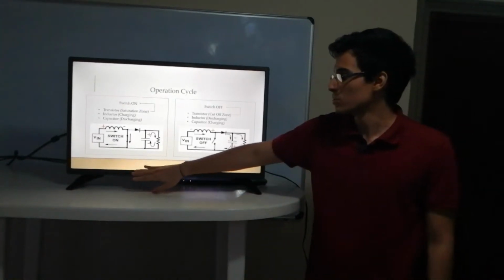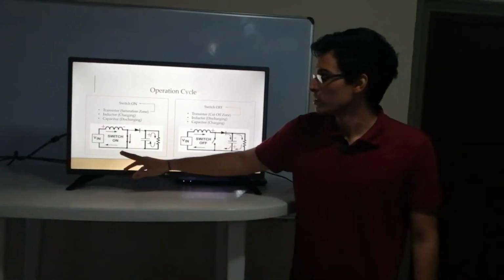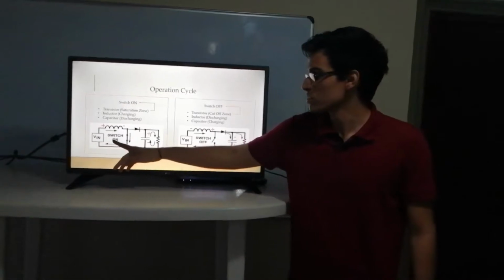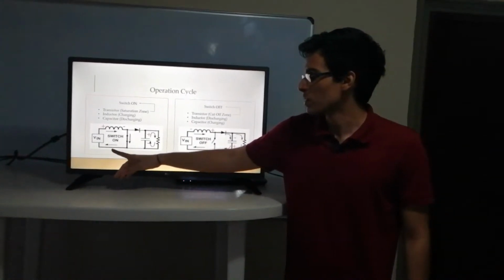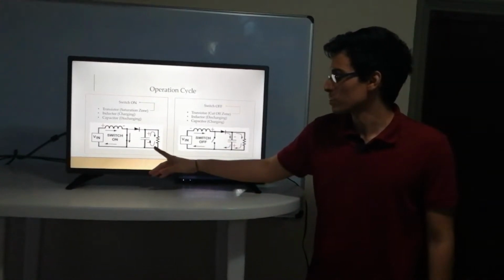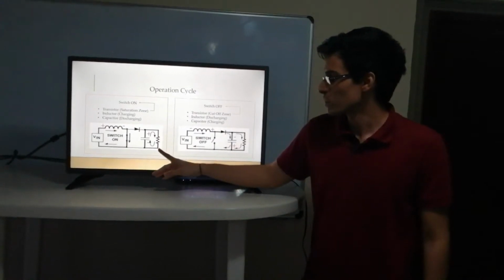In the case where the switch is on, we have two networks. One where the inductor is charging with the input voltage, working like a passive element, and another network where the capacitor is giving its energy to the load, acting like a passive element.